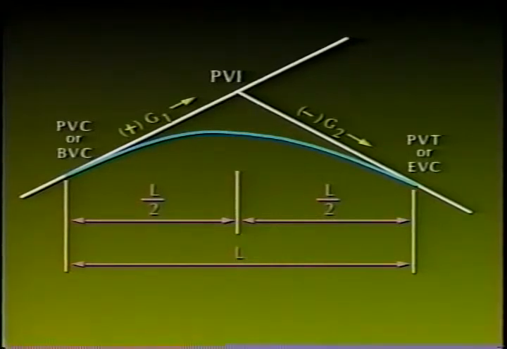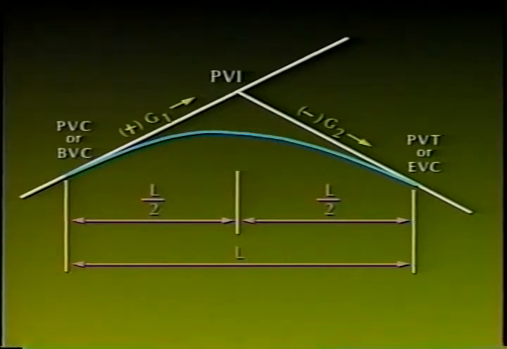BVC is the beginning of vertical curve, sometimes shown as PVC or point of vertical curvature. EVC is the end of vertical curve, sometimes shown as PVT or point of vertical tangency. PVI is the point of vertical intersection of the incoming and outgoing tangents. Capital L is the length of the curve in stations measured on the horizontal plane. One full station equals 100 feet. The distance from the BVC to the PVI is always 1/2 the length of the curve.